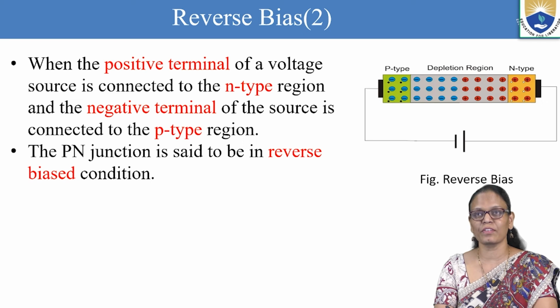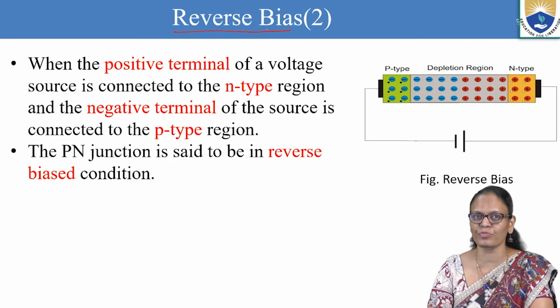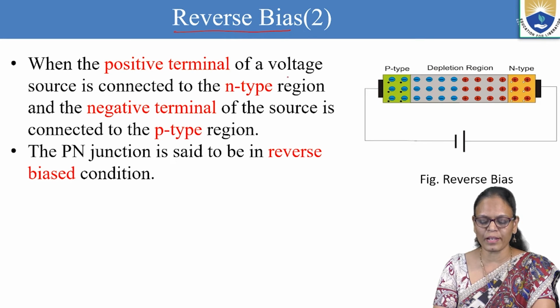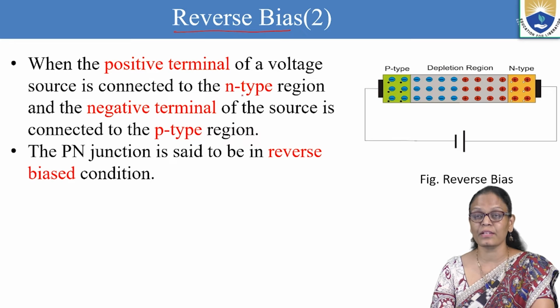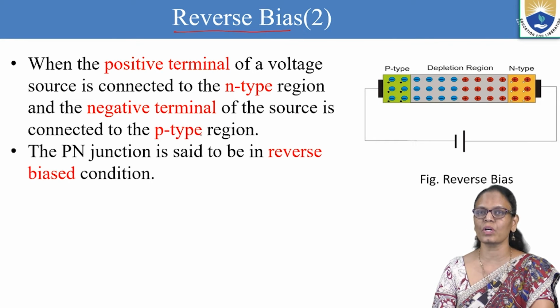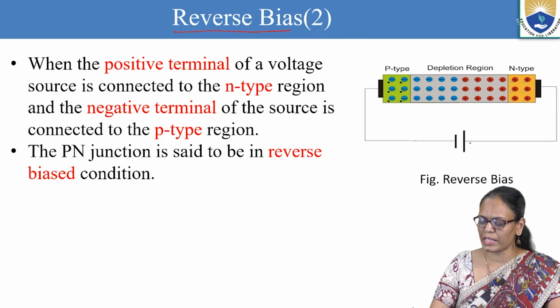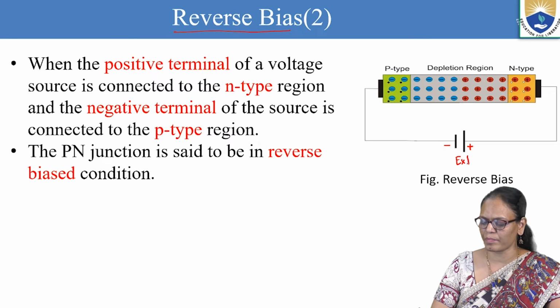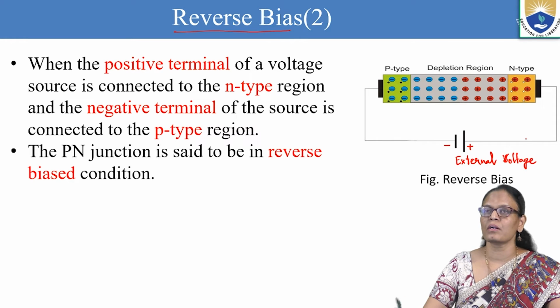So now coming to the reverse bias. In reverse bias, how do we connect? The positive terminal of the voltage is connected to the N-type region and the negative terminal of the source is connected to the P-type region. We'll see here, this is positive, this is negative. This is the external supply, the external voltage we are providing to overcome this potential barrier.